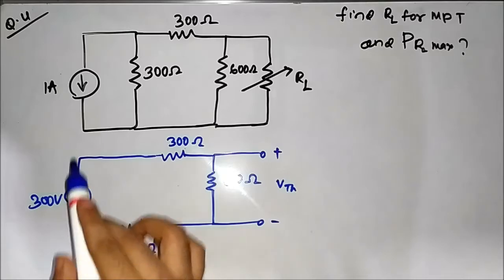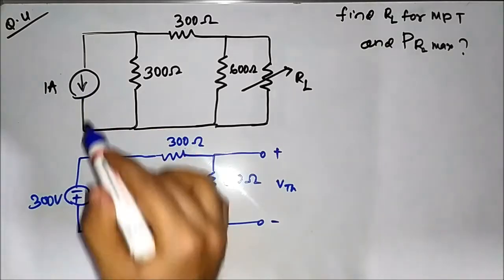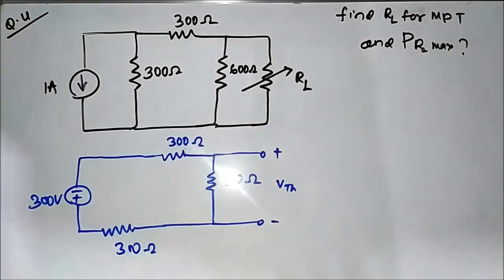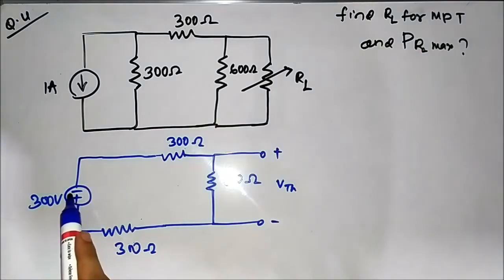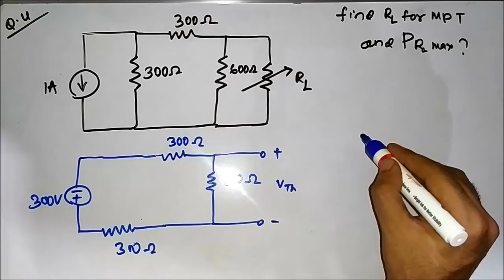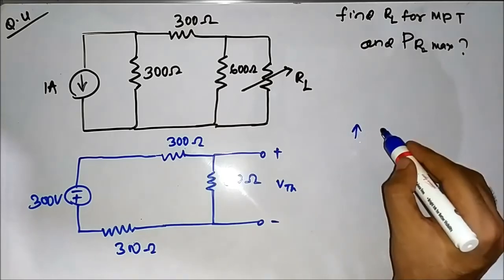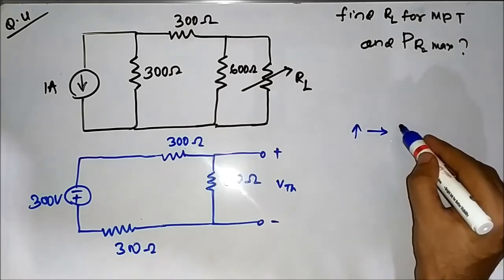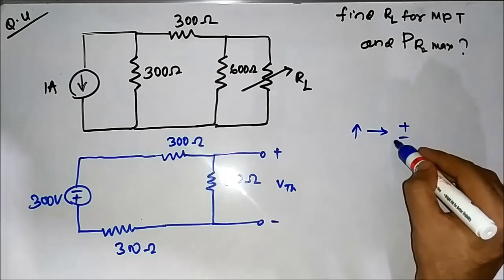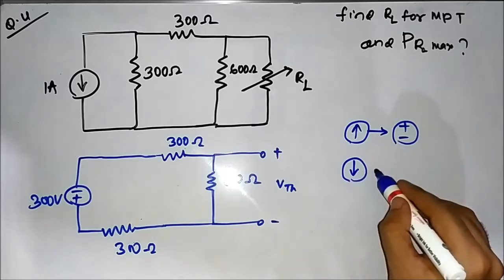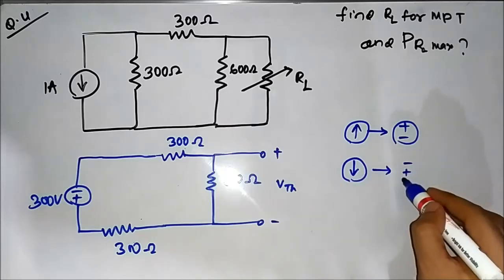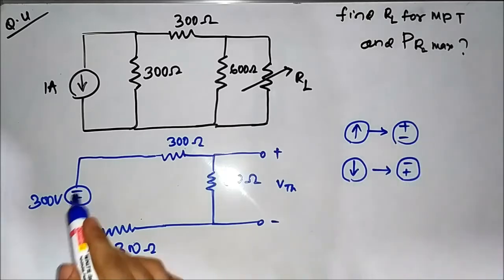Okay, now please pay attention to the polarity of the voltage. Here the arrowhead is pointing downwards. That's why the polarity is first minus then plus, because current always flows from positive to negative. If the arrowhead would have been upwards, then the polarity of the voltage would have been like this, plus minus. Here the arrowhead is downwards, so that's why the polarity is opposite, minus then plus.